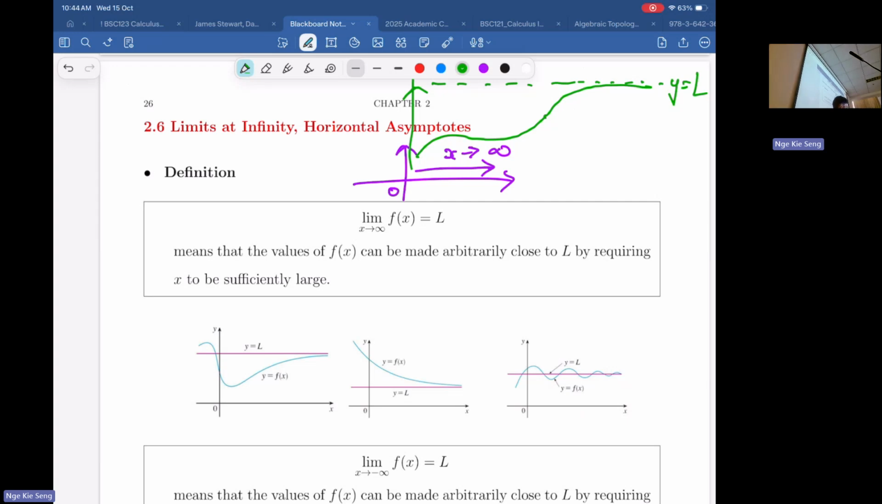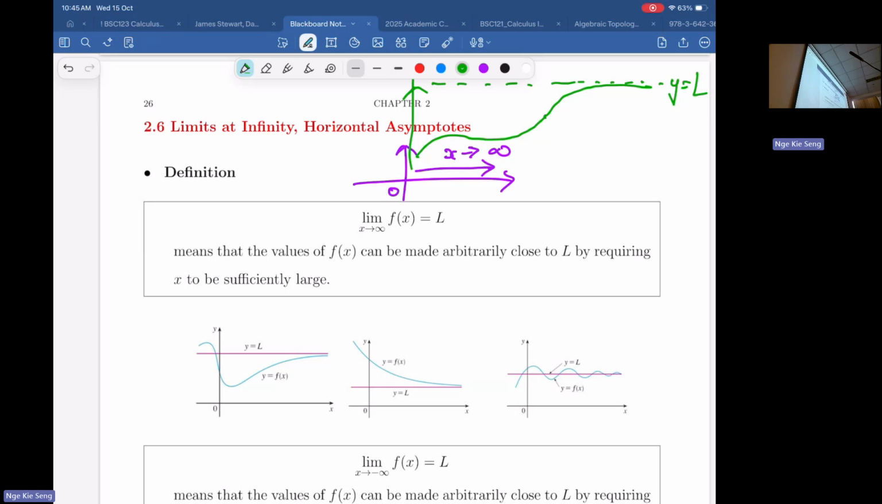So these are the three possible cases here. Either you approach from the bottom, from the top, or you alternate around this line, but you will eventually get very close. Make sense? It's possible that you can touch it, but the nice thing about a limit is that it's not touching. Even if it doesn't touch, you get really, really close.